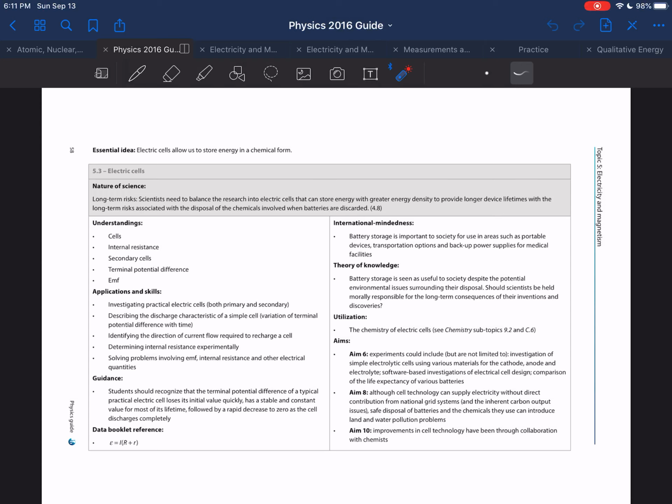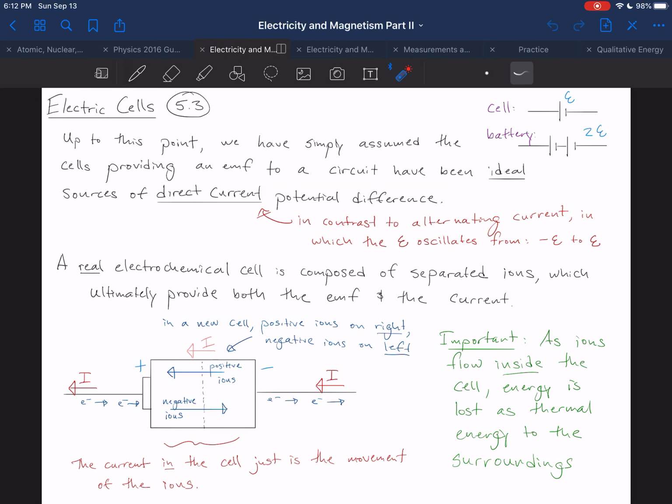Hello everyone. In this video we will begin to examine topic 5.3, electric cells, and in particular we will look at cells in general. Up to this point we have simply assumed that the cells providing an EMF to a circuit have been ideal sources of direct current potential difference.